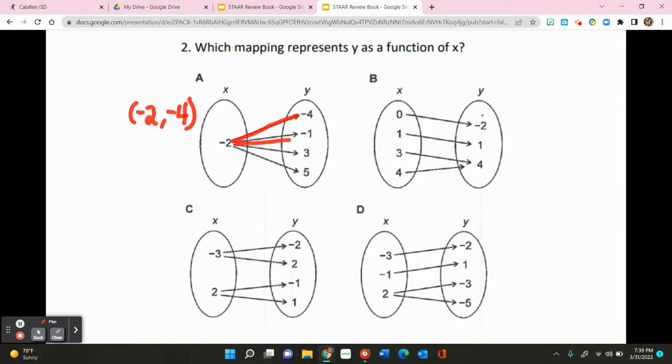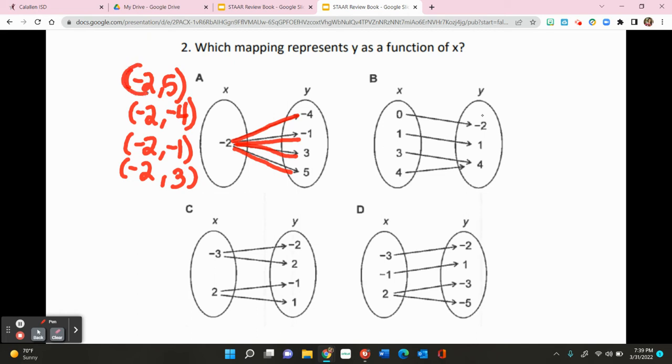I have -2 being paired with -1. I have -2 being paired with 3. And I also have -2 being paired with 5. I'm going to go ahead and write this up top because I ran out of room down there. So here I see that I have 1, 2, 3, 4 -2's as my x values. So that automatically tells me that my x's repeat and this is not a function.